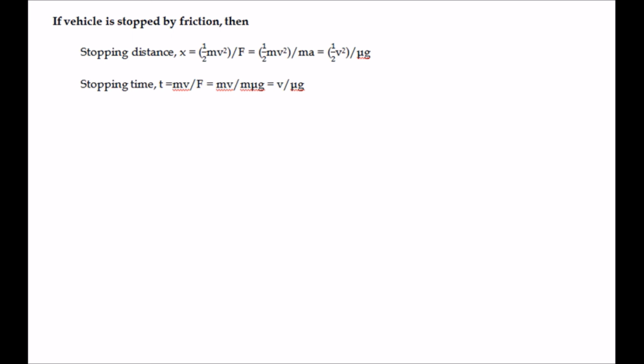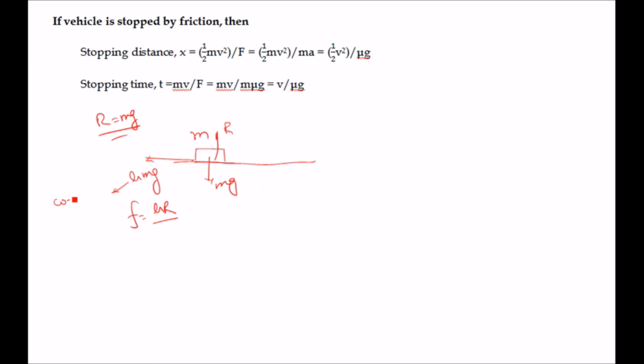Now, what will be the retarding force? Suppose the retarding force is a frictional force. As we know, if a body of mass m moves on a flat road surface, then its frictional force F is equal to mu times the reaction force. Here mg acts downward, reaction force acts upward, and we get R is equal to mg. So the frictional force is equal to mu mg, where mu is the coefficient of friction.